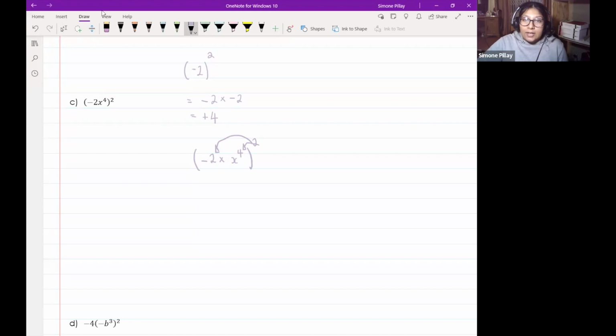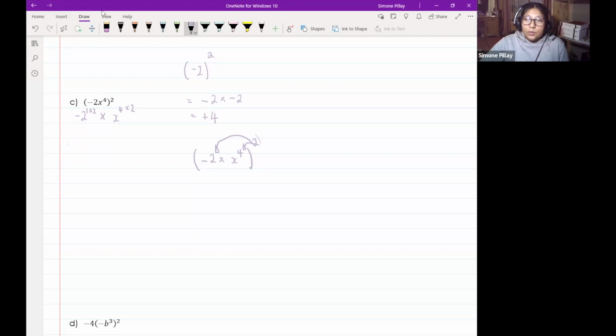And so what would that look like? That would look like me saying, okay, -2 has an exponent of 1. So my answer is going to be (-2) to the power of 1 times 2, multiplied by, and I can actually leave out my brackets, x to the power of 4 times 2. I hope everybody understands how that happened and where I came from with that. I applied law 3 to my -2, and I applied law 3 to my x to the power of 4.